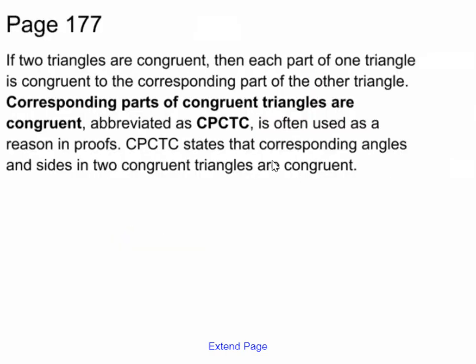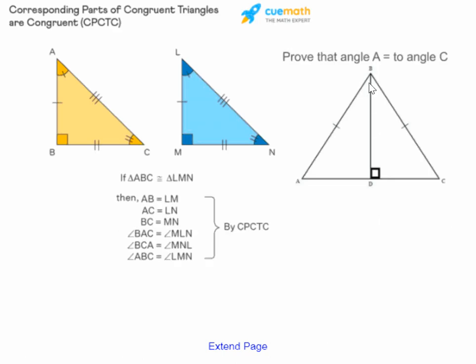Once I prove triangles are congruent, I can use a thing called CPCTC, which stands for corresponding parts of congruent triangles are congruent. And what I would use this for is to say that a side or angle that I was not using to prove the triangles are the same, that those all are the same. So an example might be like this, where if I wanted to prove angle A is the same as angle C, well, that would be this angle and this angle.